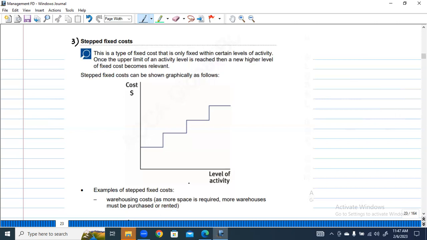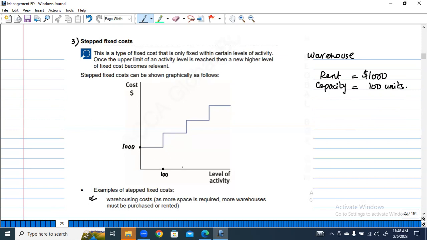Now let me explain it with an example. The example given is warehousing cost. For example, you have a warehouse and you are paying rent of $1,000, and the capacity of the warehouse is to store, for example, 100 units. When I plot this on the graph, this is the level of activity. Up to 100 units, you don't need any additional space, so your rent cost will be 1000.